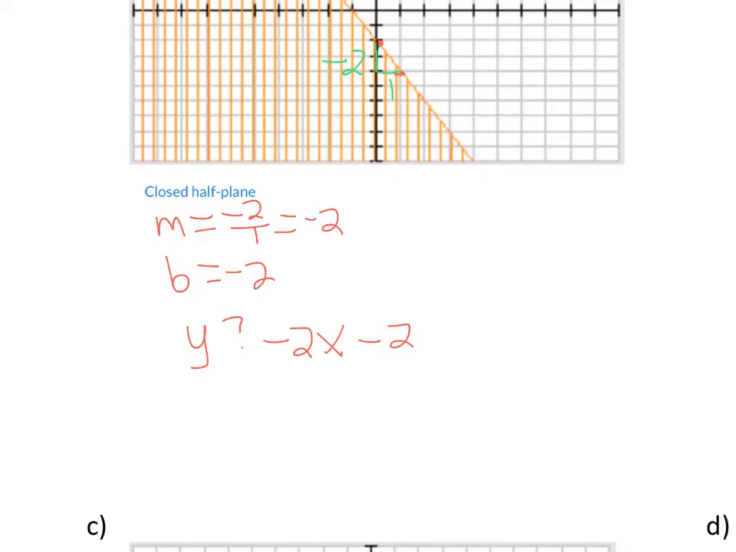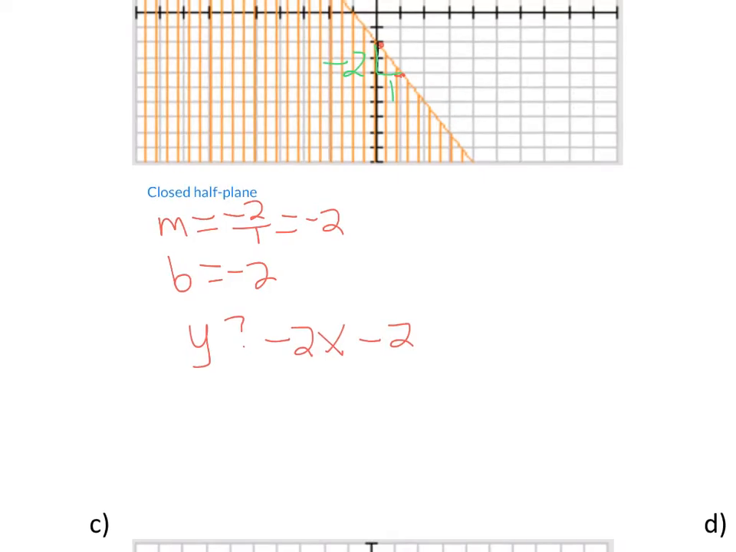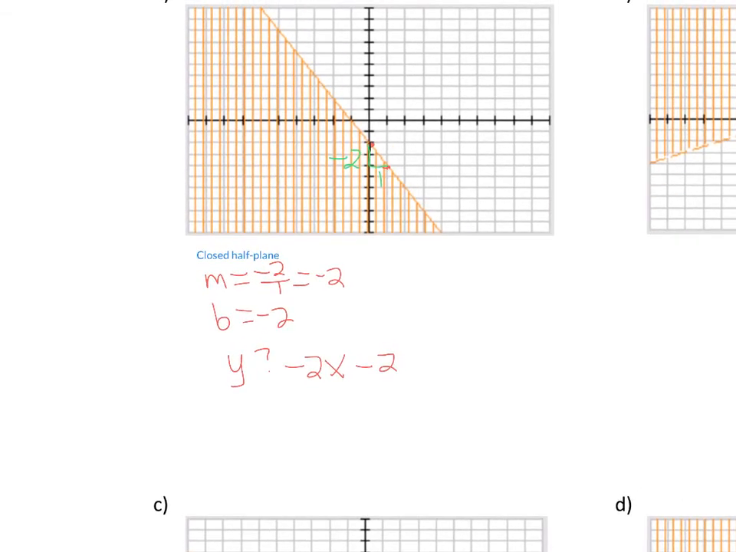Okay, in order to do that, I'm going to use a test point. I know you can pick any point that you want, but I'm going to pick a point that's within the shaded region because I know that's accurate. So let's pick this point right here. Again, no reason other than it's in the shaded region. This point is negative 2, 0. So let's use this in our inequality.